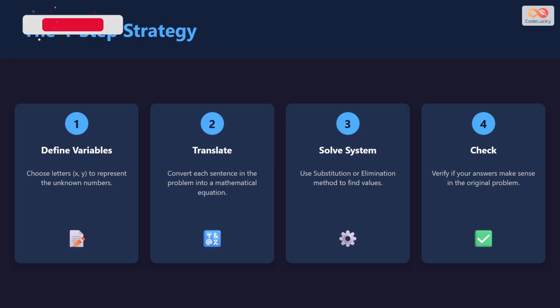To solve any word problem effectively, follow these 4 steps. First, define your variables clearly. Second, translate the English sentences into math equations. Third, solve the resulting system using substitution or elimination. And finally, check your answers to ensure they make sense.